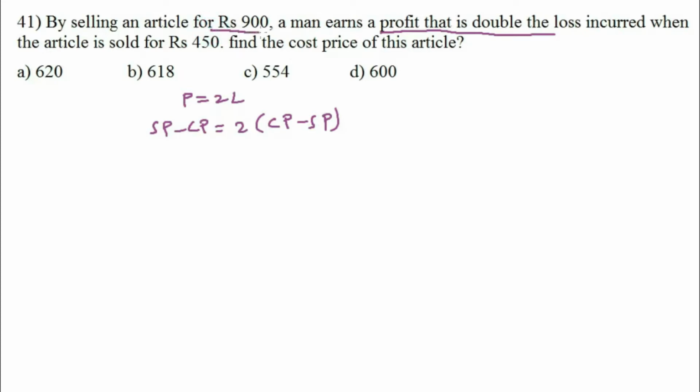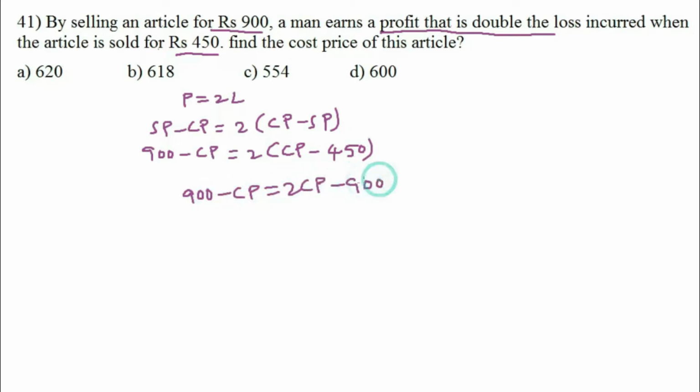First selling price is 900 rupees and the second selling price is 450. So 900 minus cost price equals 2 times (cost price minus 450). 900 minus cost price equals 2 CP minus 900. 3 CP equals 900 plus 900, 1800. So cost price equals 600. Cost price of this article is 600. Option D.